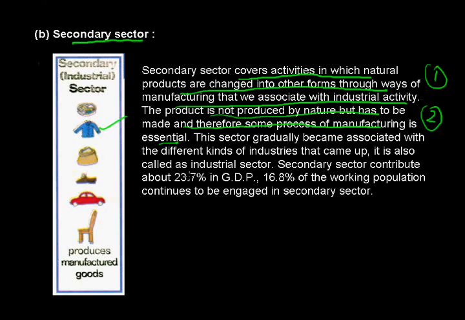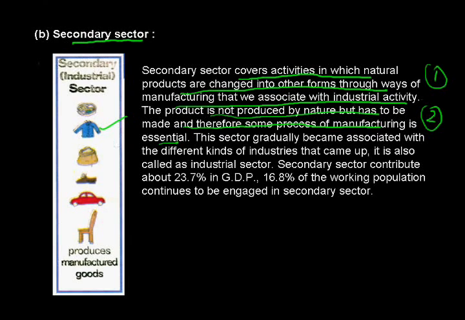As we were discussing the example, here we are discussing the shirt. So cotton is the primary product. When the cotton is turned into thread, it will be the secondary sector. If the thread is converted into cloth, again it is the secondary sector. When the cloth is finally converted into a shirt, that is also the secondary sector.